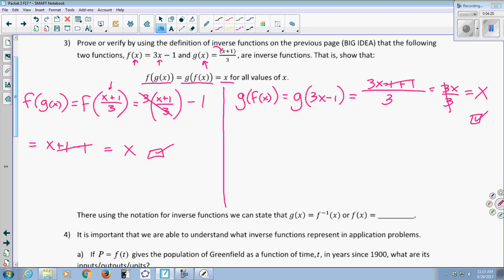So using the notation for inverse functions, we can say, well, g is really f inverse, and f is really g inverse.